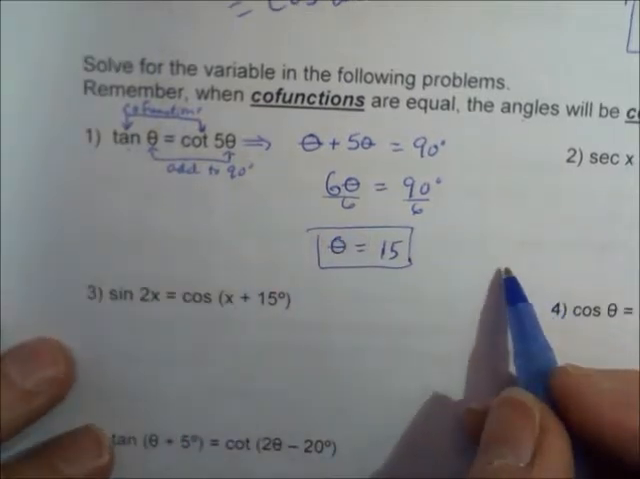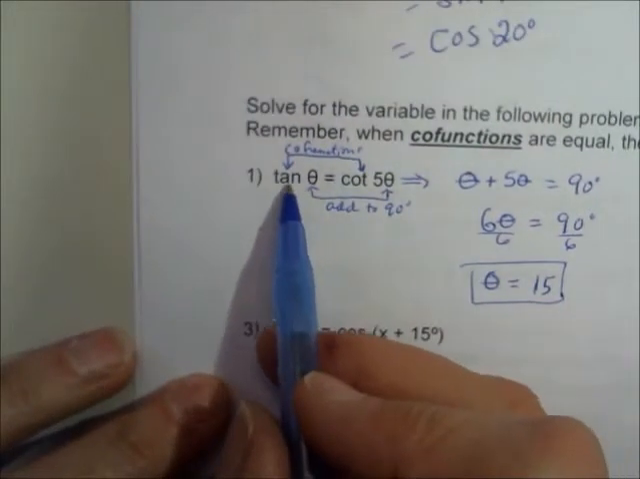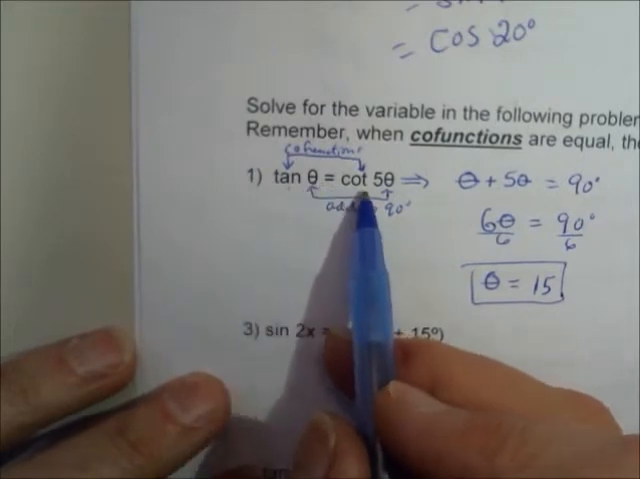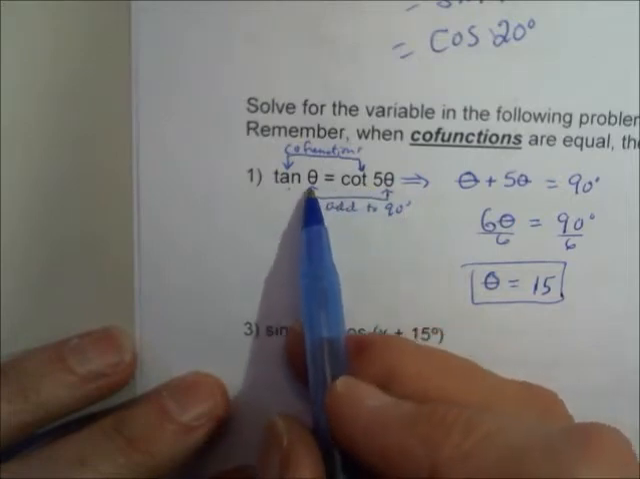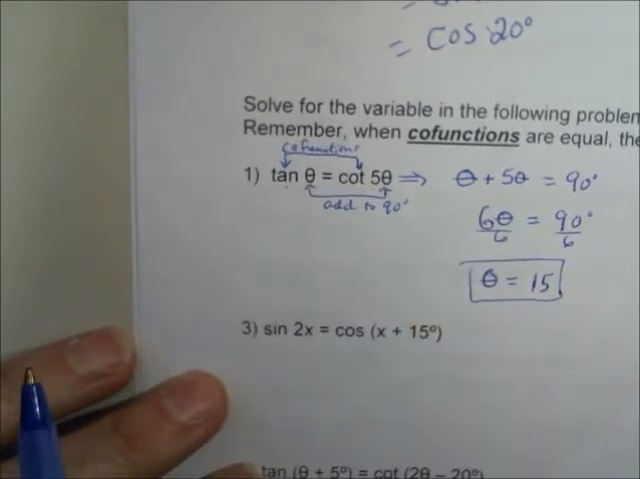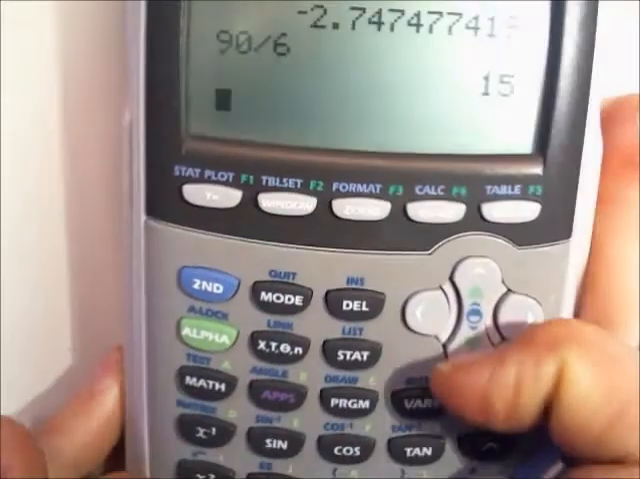And if you wanted to check it out, we could see if the tangent of 15 degrees is equal to the cotangent of 5 times 15, which is 75. See if the tangent of 15 equals cotangent of 75. Then we'd know it would work. Let's just check that out.